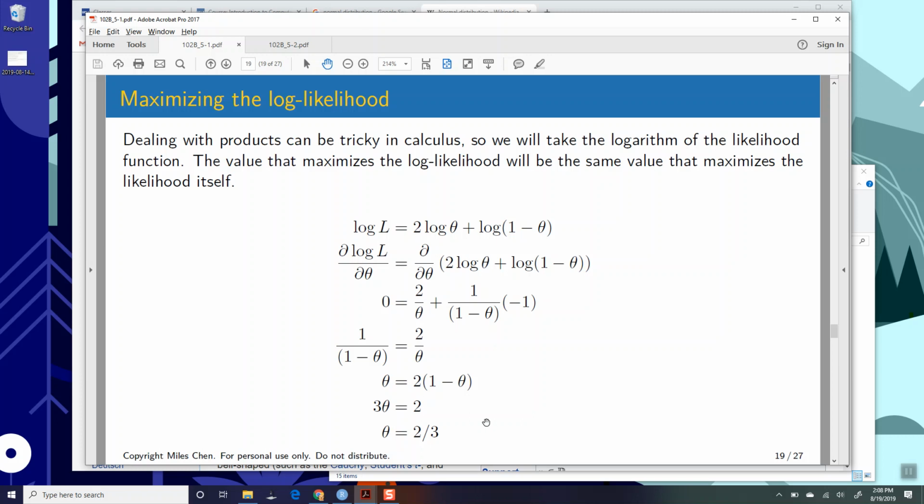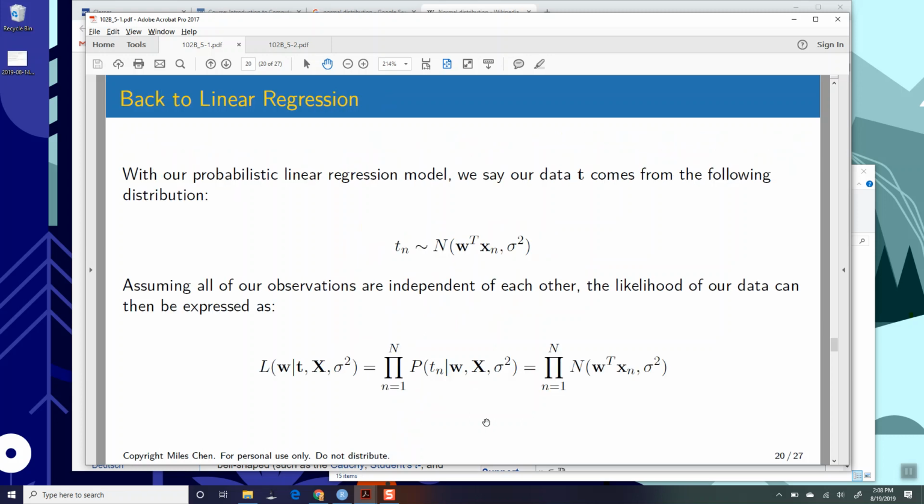Okay, so this is what we're going to do, but now we're going to apply it to the linear regression model. The linear regression model says each observation comes from a normal distribution, centered at this regression line, and it has a variance of this constant. So this is an assumption that the variance is constant. It's the same assumption as regular linear regression.